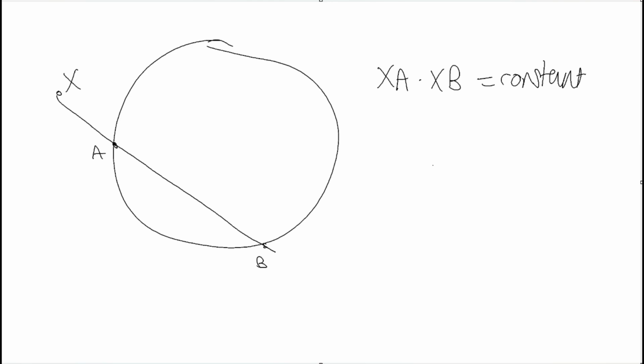And if X lies outside of the circle, then this quantity is positive because XA and XB point in the same direction. And if it's inside the circle, like this point Y here, then it's negative because YA and YB face in opposite directions. So this is a nice generalization of power of a point. And we can actually calculate explicitly what the power is equal to.